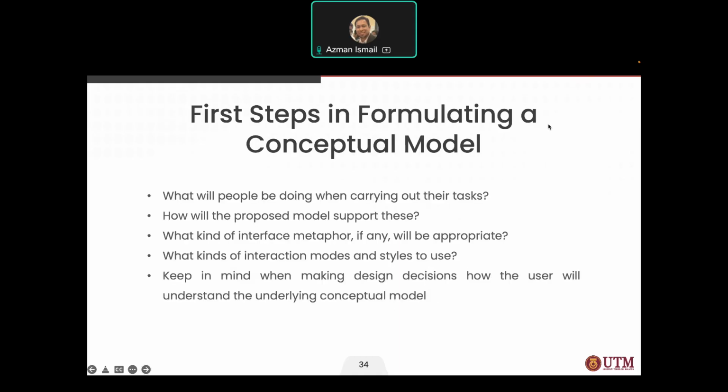The first step in formulating a conceptual model is to try to answer these questions. What will people do when carrying out their tasks? How will the proposed model support this? What kind of interface metaphor? What kind of interaction modes and styles to use? We will understand more in the next lecture on interaction modes and styles. Then keep in mind when making design decisions how the user will understand the underlying conceptual model. So these are the things that you need to understand well.